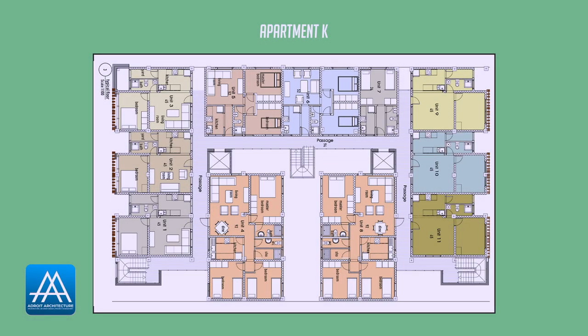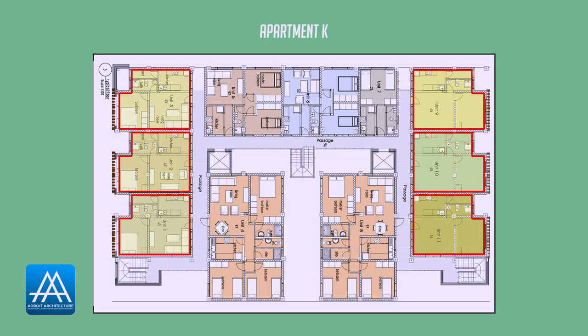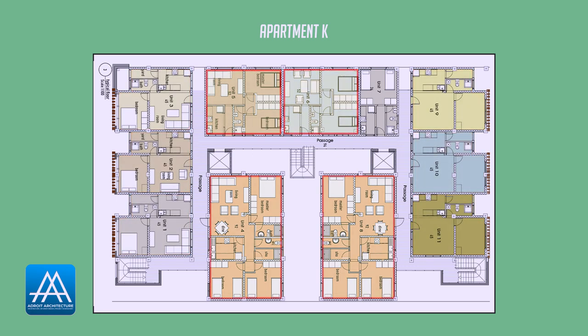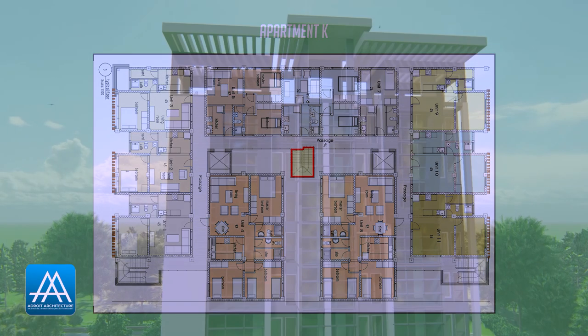Each typical residential floor shall have 6 one-bedroom units, 2 two-bedroom units, 2 three-bedroom units, and a studio apartment, totaling 11 residences on each floor. These are divided into two wings, with each wing being served by a lift and fire escape staircase on the extreme ends of each floor. A main central staircase serves both wings.